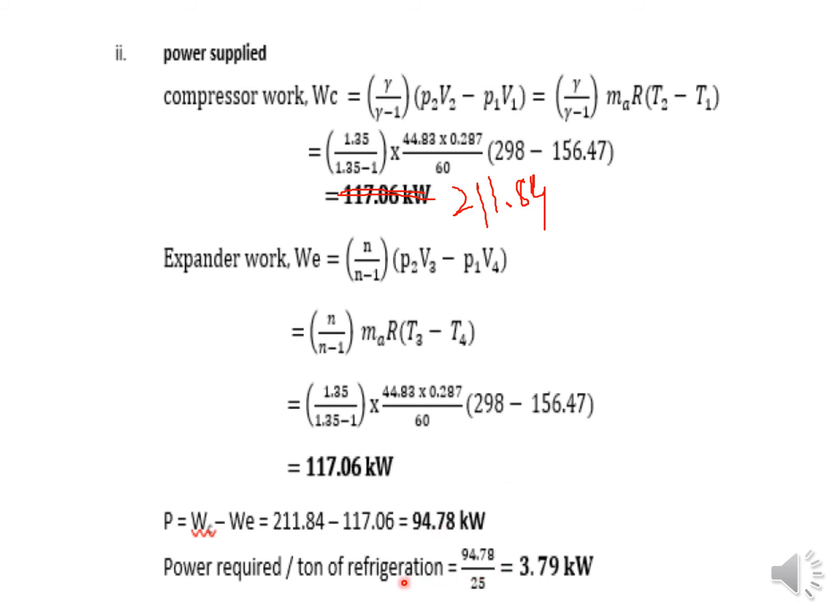So power required divided by tons of refrigeration. Power required is 94.78, tons of refrigeration is 25. So this is 3.79 kilowatt power supplied, right? So to do this much work, to get this much refrigeration effect per ton, you will supply 3.79 kilowatt, right?